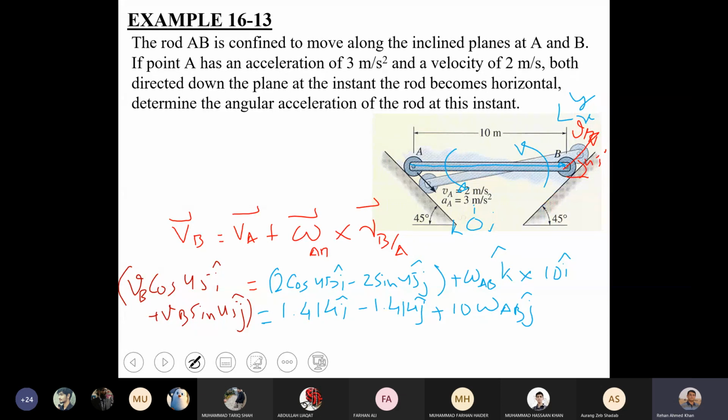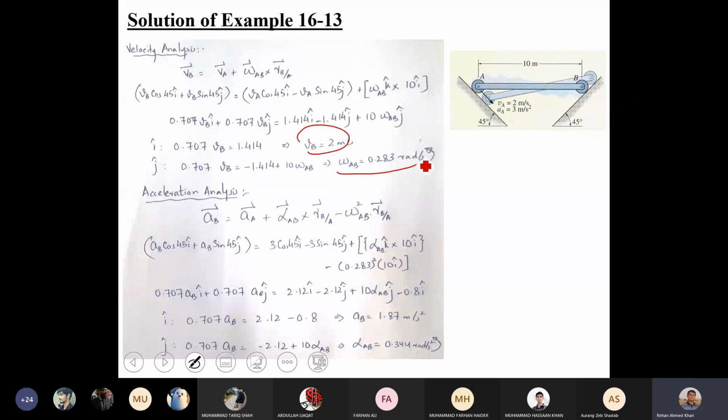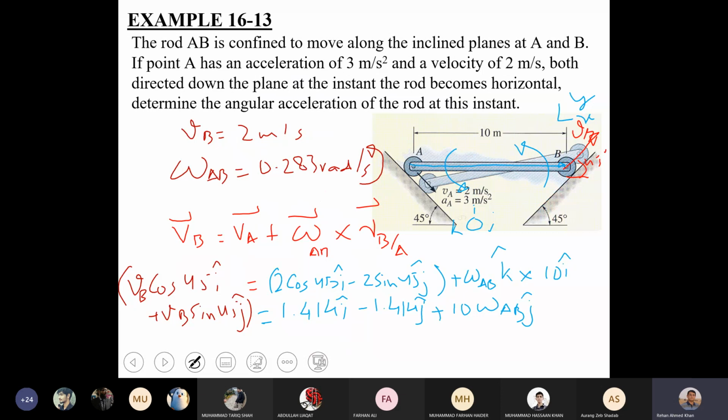So it is a vector equation. So you are going to compare the i and j coefficients on both sides of this equation. Once you compare these i and j coefficients, you are going to get the value of VB as 2 meters per second, whereas omega AB, which is required for applying the relative acceleration equation, comes out to be 0.283 radians per second, and it comes out to be a positive quantity. So our assumption is correct, and this link AB is rotating in a counterclockwise direction. So you have completed this velocity analysis, and you have determined the values of VB and omega as shown to you here. Is this point clear to all of you?